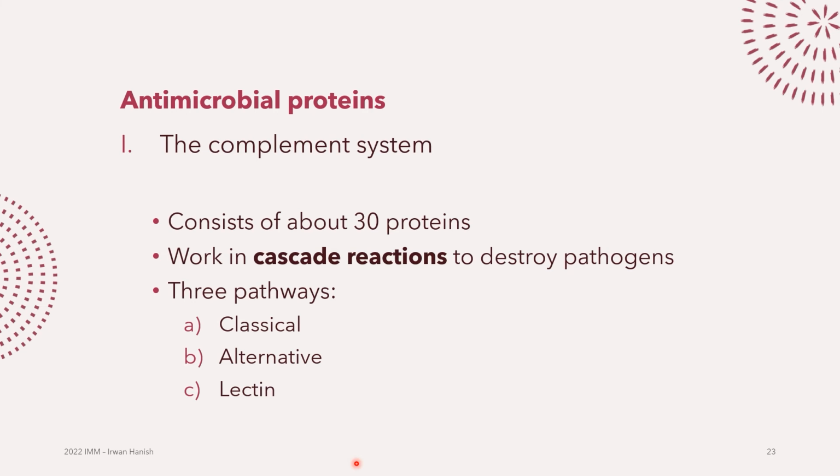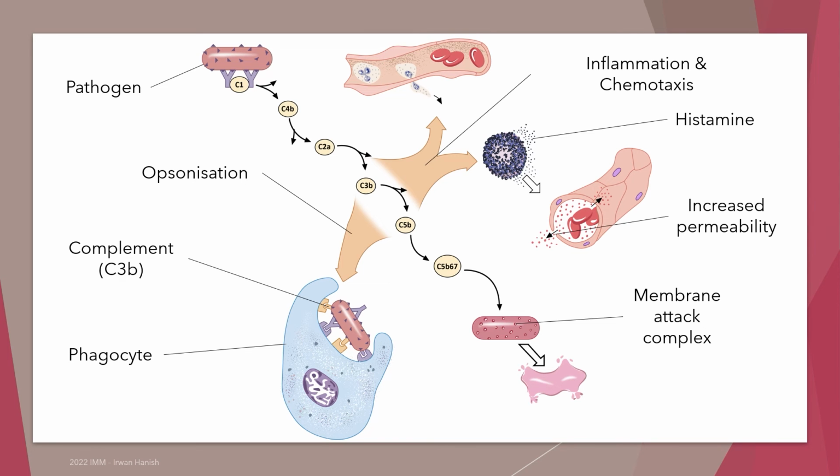A cascade reaction means you've got the first protein activated, then that activation leads to the activation of the second protein, and then the third protein, and then the fourth protein, and so on. If you want to look into more details, you can compare the 3 complement pathways, which are the classical, alternative, and lectin pathways. But for this course, for illustration, I'll just talk about the classical pathway.